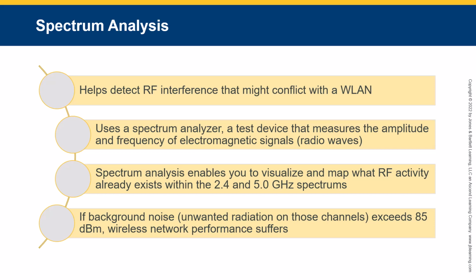The spectrum analysis will enable you to visually map the activities that already exist on your unlicensed spectrums or bands. Again, the 2.4 and 5 gigahertz bands. If background noise is excessive, normally exceeding 85 decibels, the wireless network will not work correctly. Anything above 60 decibels, we really have to be more careful with. Anything above 85, again, lots of noise.